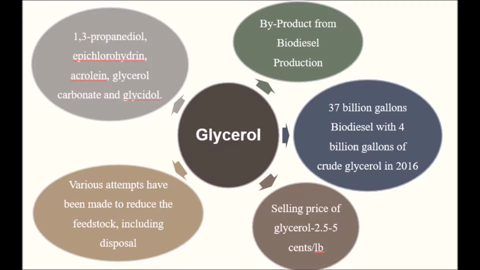Because of the excessive feedstock, various attempts have been made to reduce the feedstock, including disposal. Various methods for disposal and utilization of this crude glycerol have been attempted, including combustions, composting, anaerobic digestions, animal feeds, and thermochemical biological conversion to value-added products. However, such methods are deemed not economical, leading to the research on conversion of glycerol to a more useful product. Previous attempts on glycerol conversion include 1,3-propanediol, epichlorohydrin, acrolein, glycerol carbonate, and glycidol.